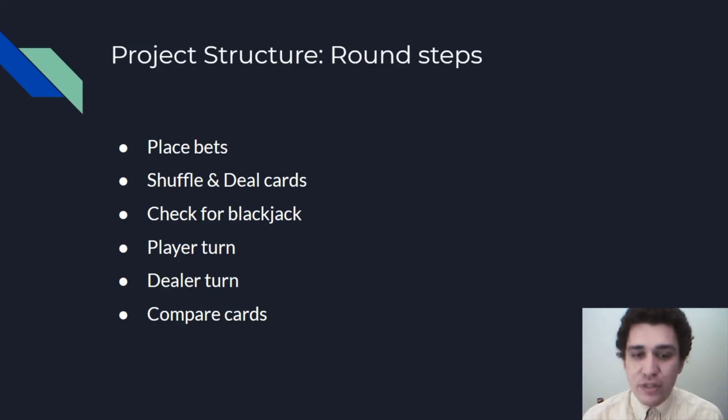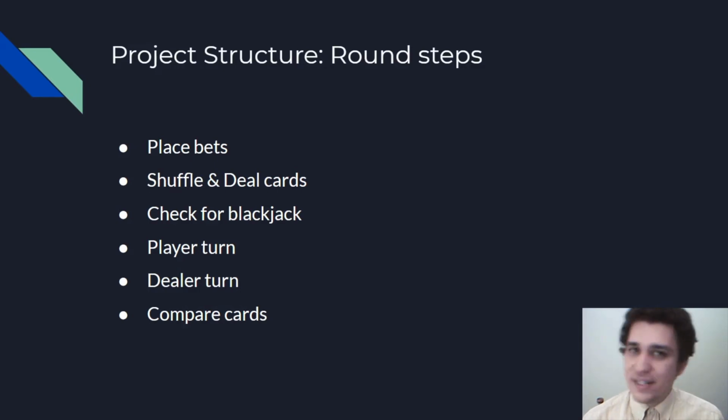Afterwards, the script is going to check to see whether one or both players have blackjack. If one or both players have blackjack, then the game will end and you will be prompted to start a new round. If neither player has blackjack, then it will proceed on to the player's turn where they get to choose whether they want to hit or stay. If the player hits and busts, the game will end. Otherwise, if the player stays, then it will move on to the dealer's turn.